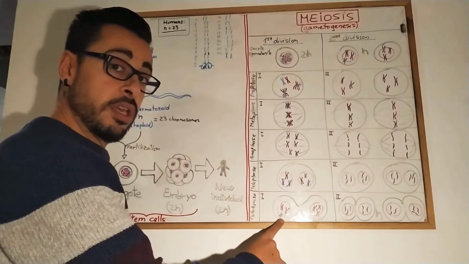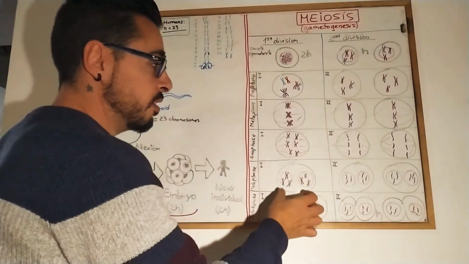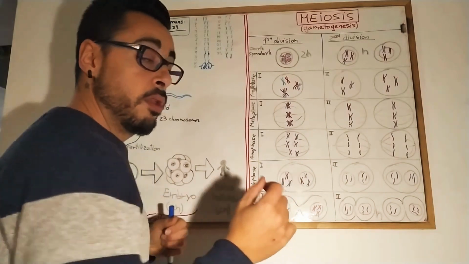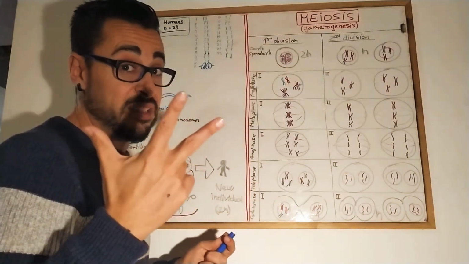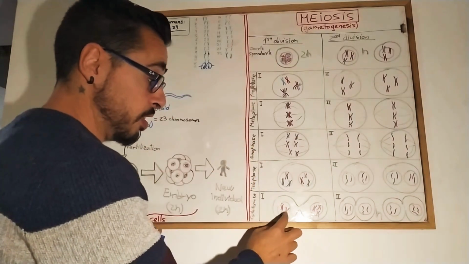Okay? Can you see the difference? In mitosis, we obtain in this part 3 chromatids. But these chromatids are just the same. You know that one is the copy of the other one.